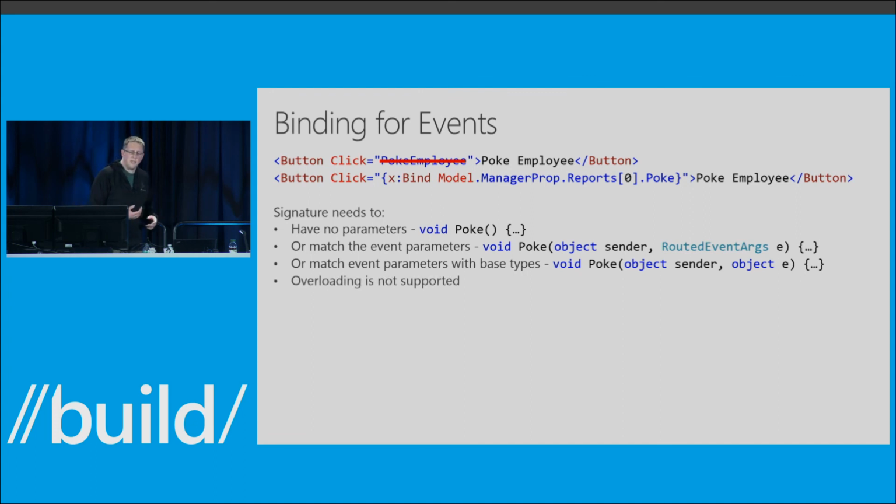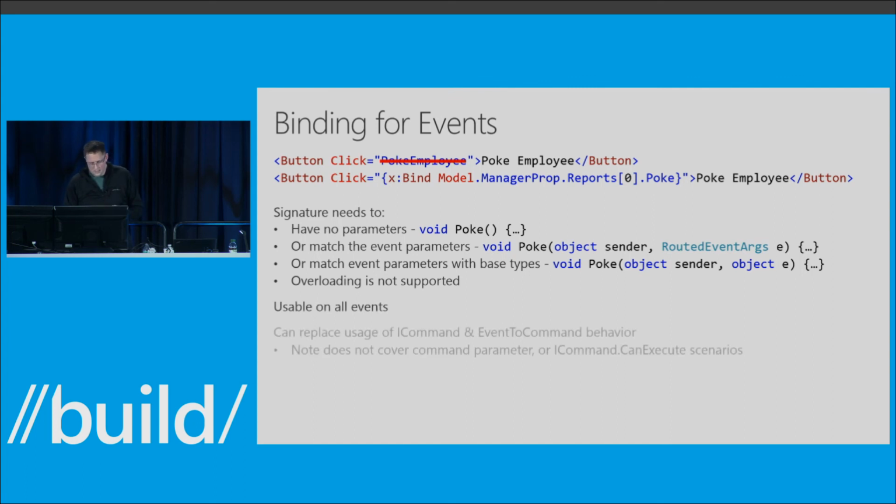A couple of limitations here. We don't support overloaded methods. Trying to figure out from a set of overloaded methods which is the right one for an event, we just say, hey, we're just going to look for poke. I just want one version of poke there. I can do this on all events, not just click.